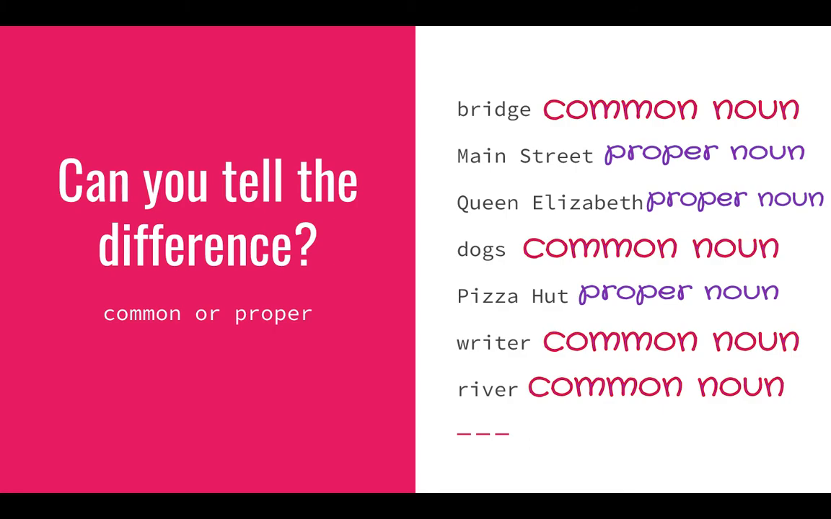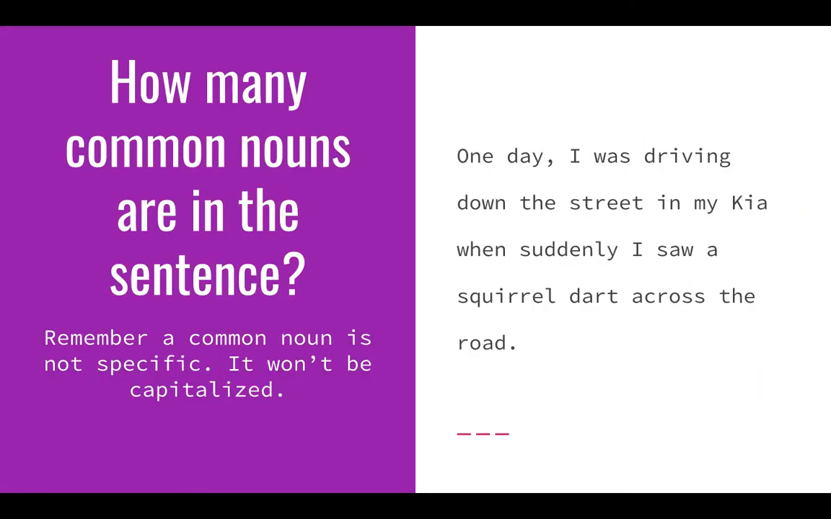Okay, now we're going to see if we can find the common nouns in the sentence. One day I was driving down the street in my Kia when suddenly I saw a squirrel dart across the road. Okay, let's see if you can find them as fast as I can. Day, street, squirrel, road. So how many are there total? There's 4. Now can you find the other noun? This noun would be a proper noun. Kia, absolutely. It's a very specific type of car.